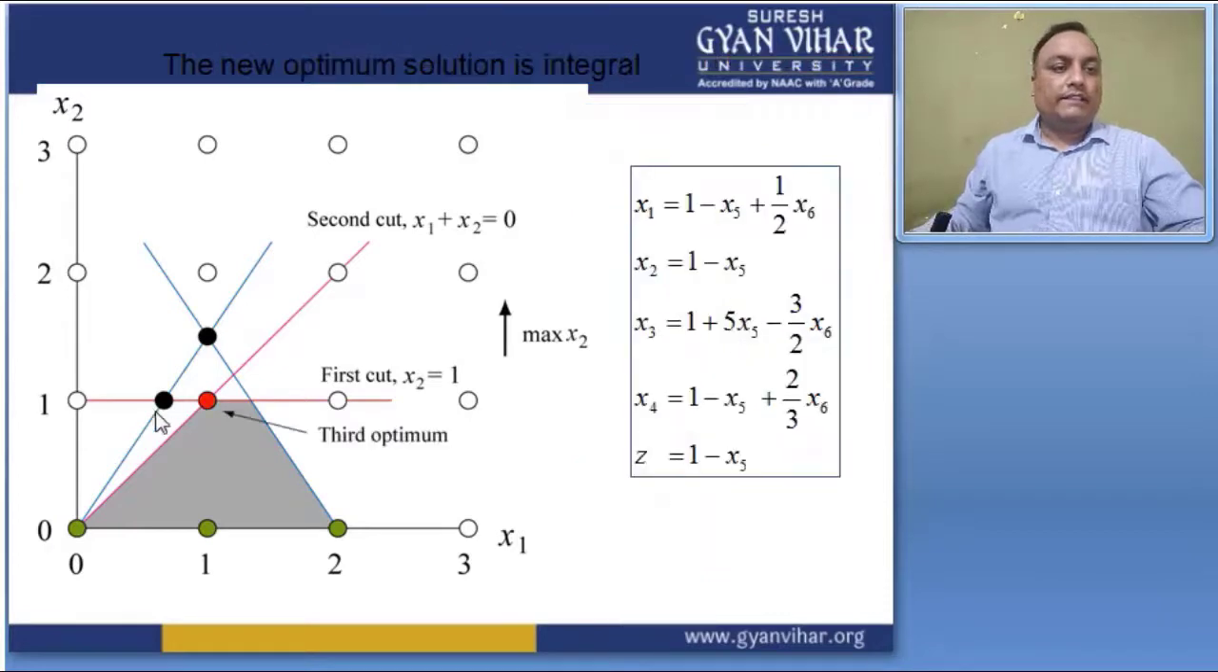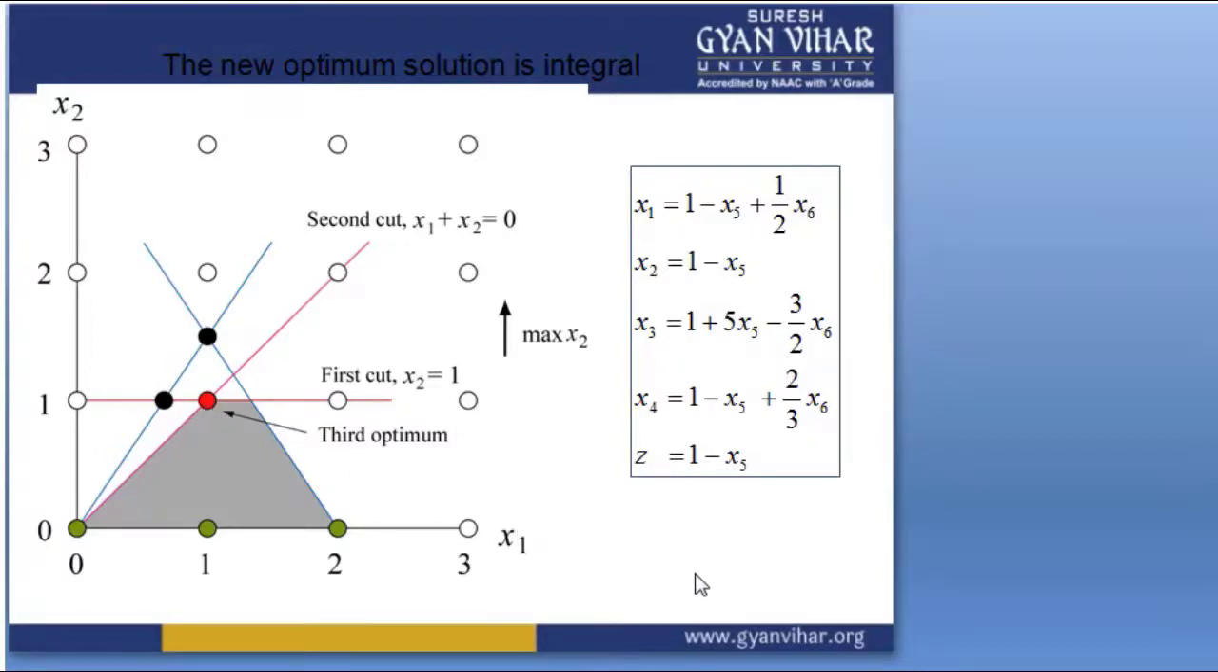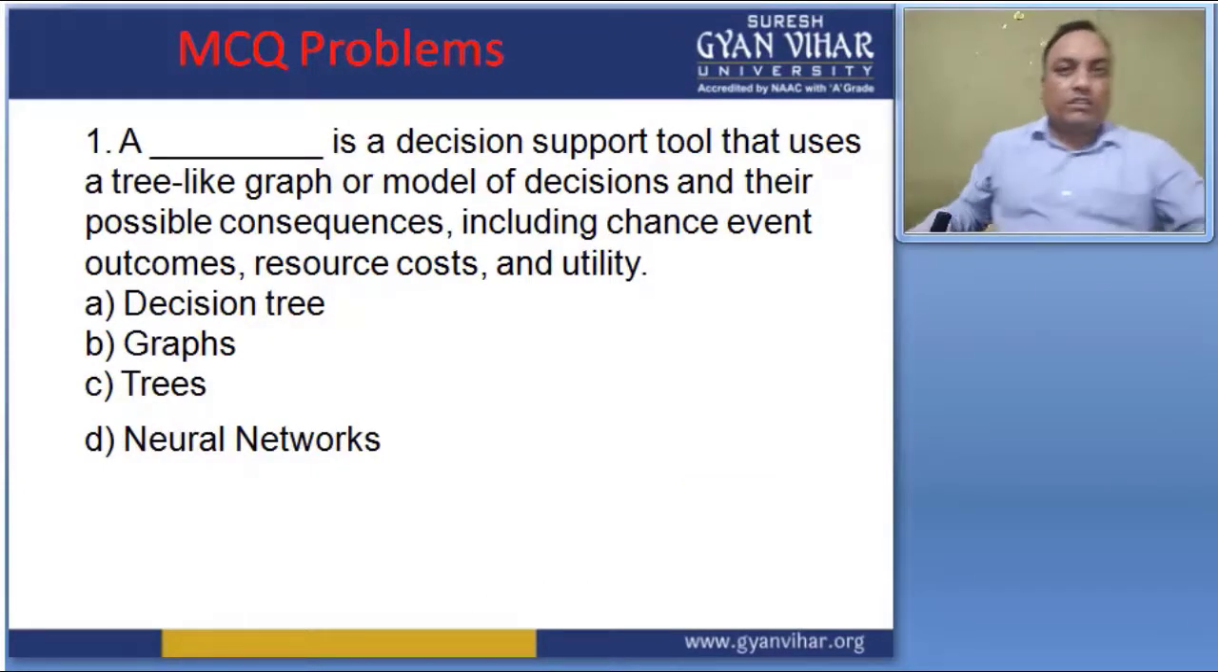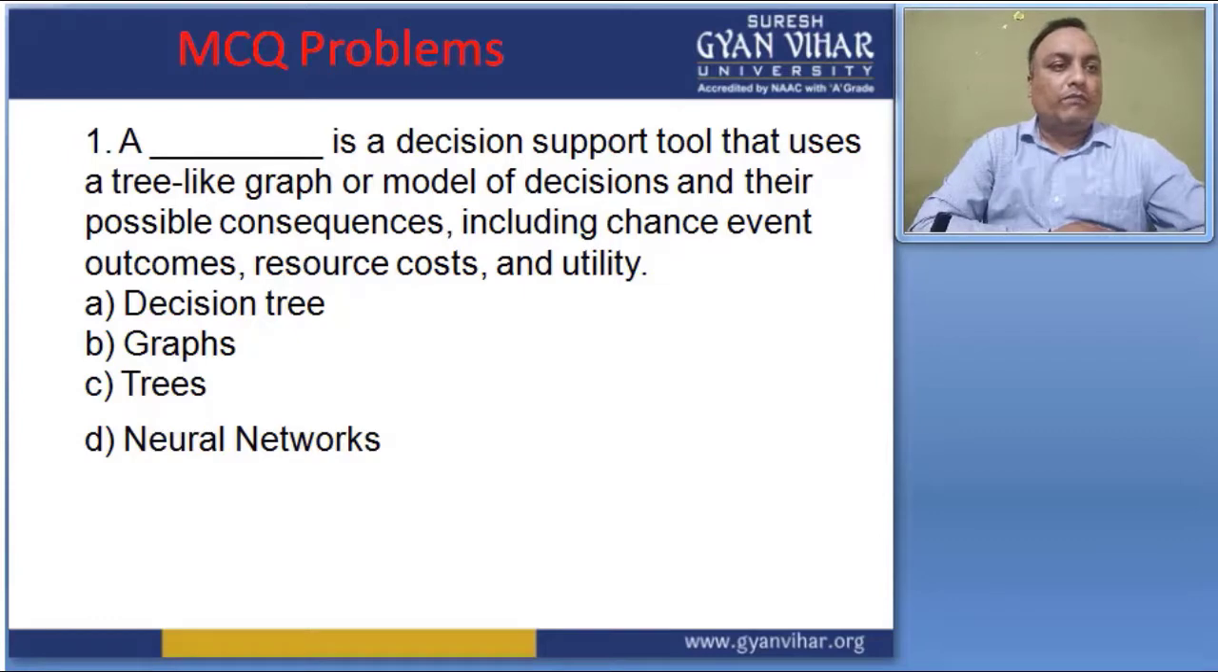So this here shows the third optimal point. So here the complete optimal points for this case are: this is your first optimal point, this is the second optimal point, and this is the third optimal point for this case. Then move to the next slide here, and this is your MCQ section for this problem.